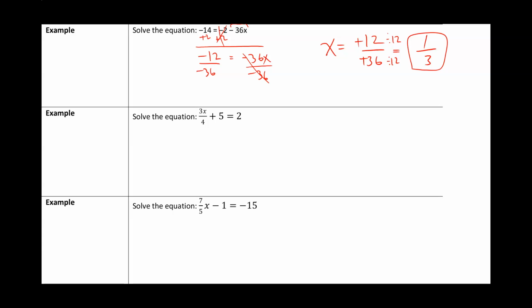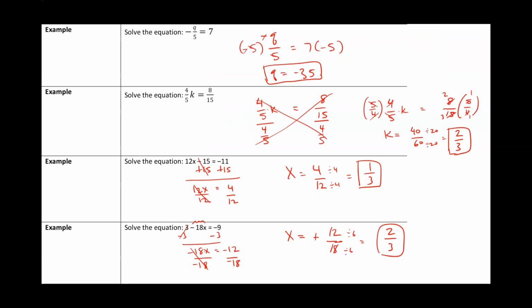Next equation, we have 3x over 4 plus 5 equals 2. Step 1 is always to get that x by itself and whatever number is attached to it. So the opposite of adding 5 is subtracting 5. So we're going to subtract 5 from each side. This gives us 3 over 4x equals negative 3. Now, one tip that I recommend is anytime you have one fraction, make the other number into a fraction as well. The way you do that is by simply adding a 1 on the denominator.